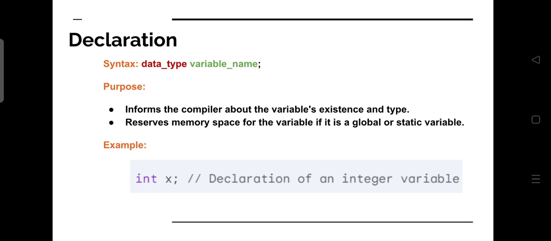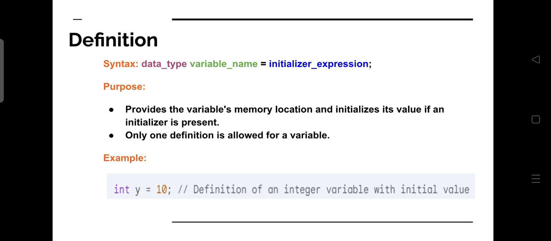Now let's talk about definition. Remember, a declaration is where we are introducing a friend. A definition is like giving them a place to live, maybe a little gift to get started. So what does a definition do? It tells the compiler, hey, I've got a variable named y. It is of type integer and its initial value is 10. So the compiler assigns a memory address. The compiler finds a memory spot for the variable and sets its initial value.